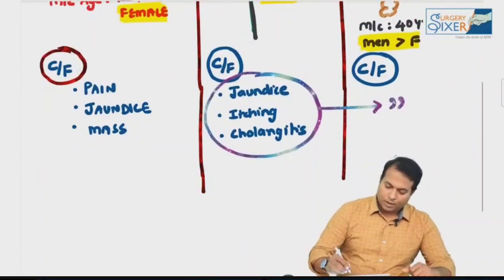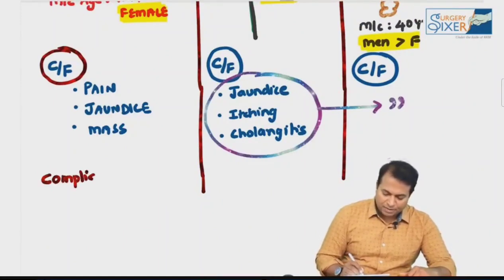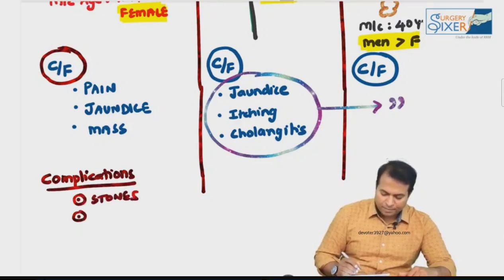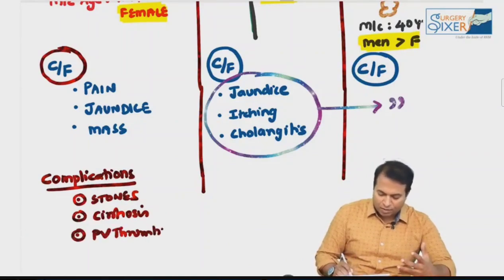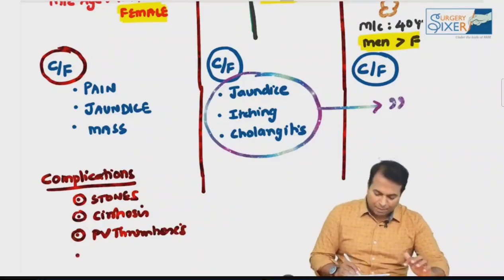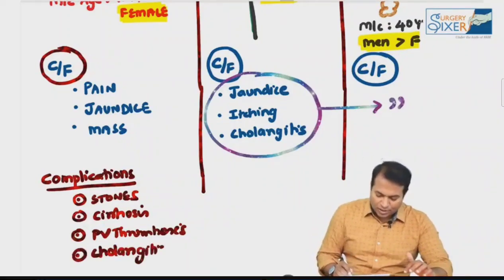Now coming to the complications. Why should we worry about these three diseases? The complications of choledochal cyst are that it can form stones, it can cause cirrhosis of the liver, and it can cause portal vein thrombosis. Cirrhosis can happen, stones can happen, and since there is obstructive jaundice, cholangitis can also happen.